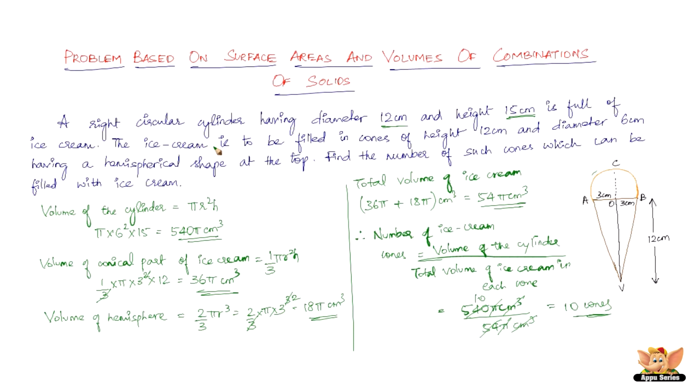Pretty simple problem again. There were different shapes here, a hemisphere and a cone. If you could find the volumes of the cone and the hemisphere separately, I'm sure you could have done this as well. There was also a right circular cylinder at the start. So we had to find 3 different volumes, add one hemisphere's volume and one cone's volume, and divide the volume of the cylinder by that to get the number of cones needed. So that's all there is to do. A very straightforward, simple problem. So this ends this video. I'll see you in the forthcoming videos with more problems based on surface areas and volumes of combinations of solids.